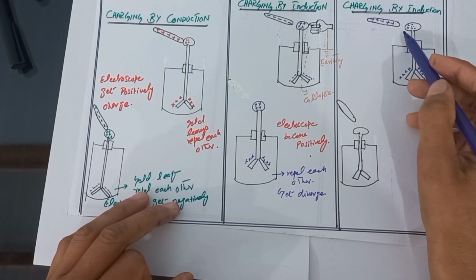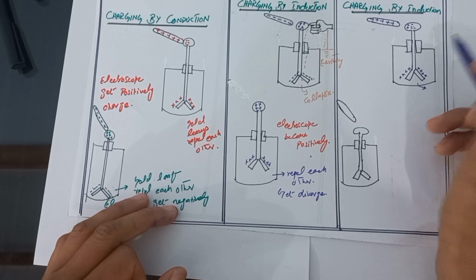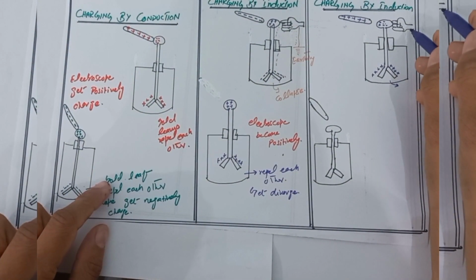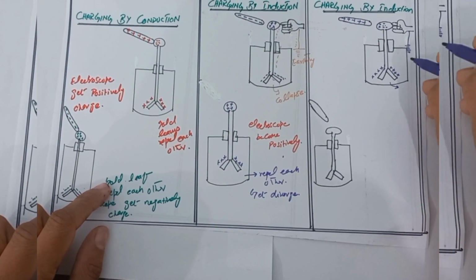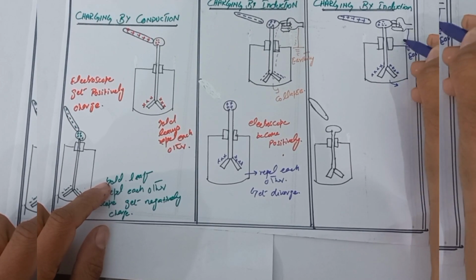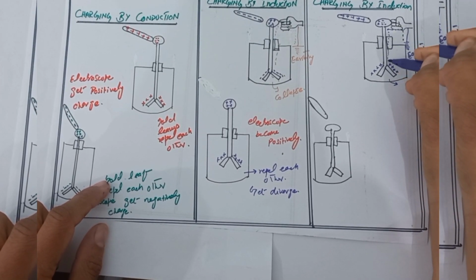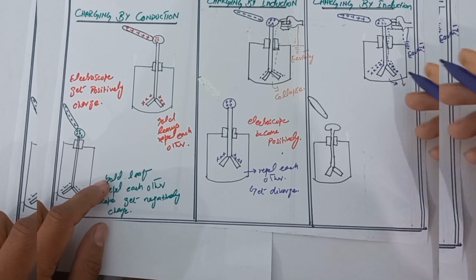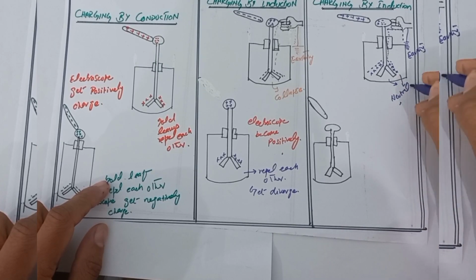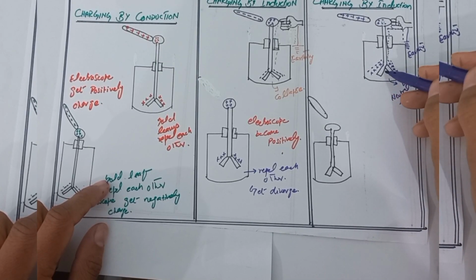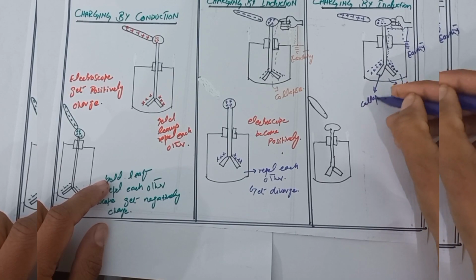Now, without removing the glass rod, touch this metal rod with your finger to earth it. When you earth the metal rod by touching your finger, negative charge from the earth moves toward the gold leaf of the electroscope and neutralizes the positive charge placed on the gold leaf, and then the leaves collapse.